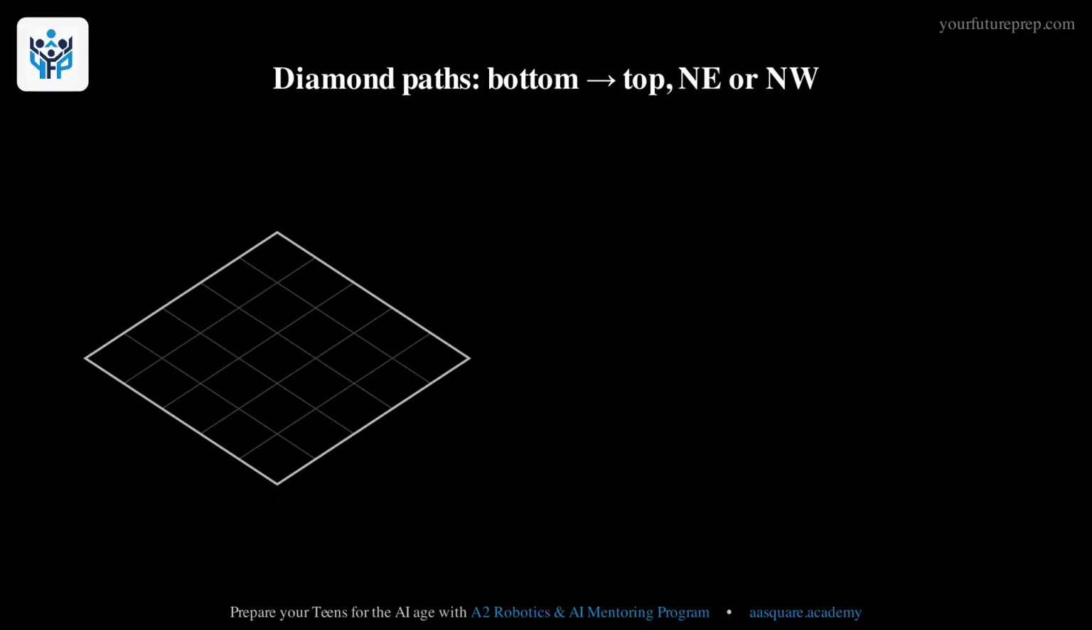Here is the 5x5 diamond. Every path starts at the bottom vertex and climbs to the top vertex, taking 10 steps in all: 5 northeast and 5 northwest. The right side of the diamond is highlighted in red.